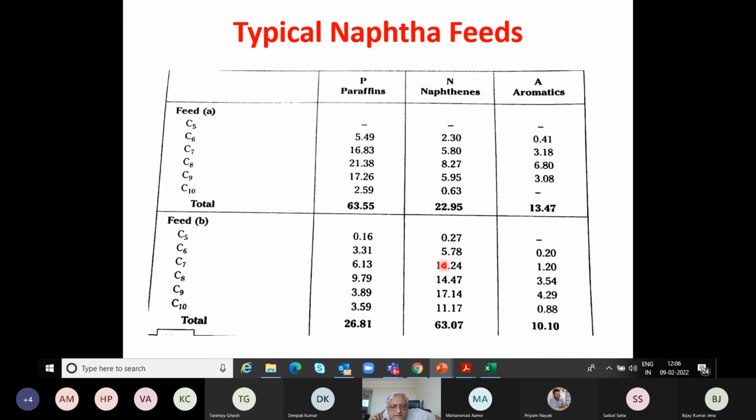Let me explain this kind of molecular transformation that happens in the reformer by this example. So let's say we have two feeds.